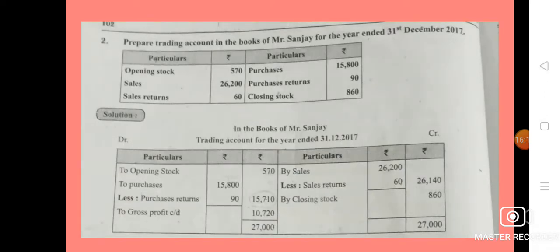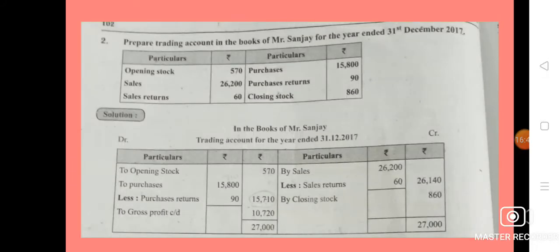Then the next item, purchases, will be showing on the debit side of the trading account, to purchases. Then purchase return. So purchases, reduce the purchase return, so we enter it in the inner column. 15,800 minus 90 we get 15,710. So we will compare the debit and credit side. Credit side value is the highest value, 27,000. The same value represents both sides, debit and credit side, 27,000.